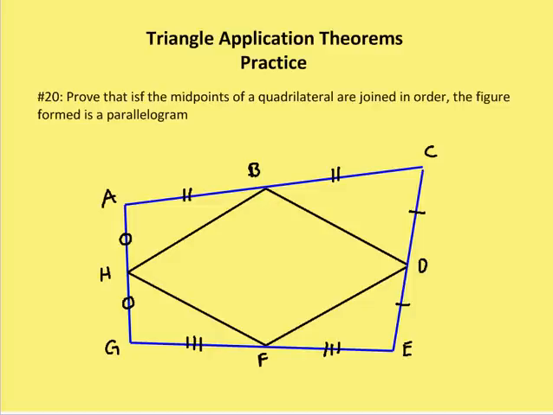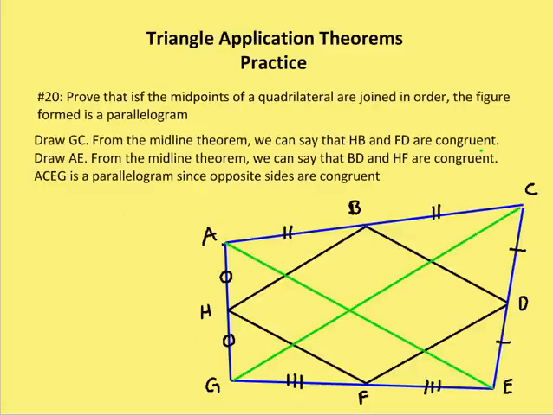In the lesson, we learned about the midline theorem, which says that the segment joining the midpoints of two sides of a triangle is half the length of the base of that triangle. In this case, I have two bases. The first one we're going to start out with is GC. If GC is the base and HB connects the midpoints, then I can say that HB and FD are each half of GC. So HB and FD are congruent.